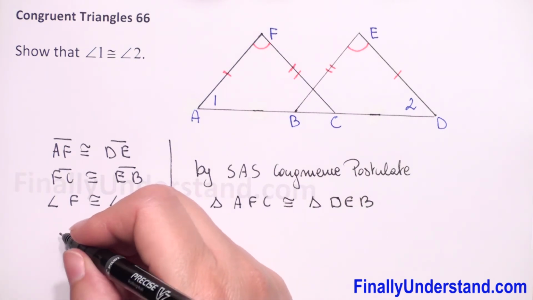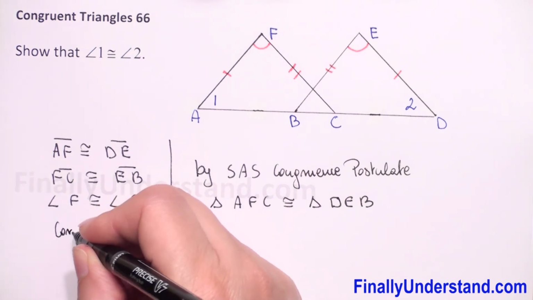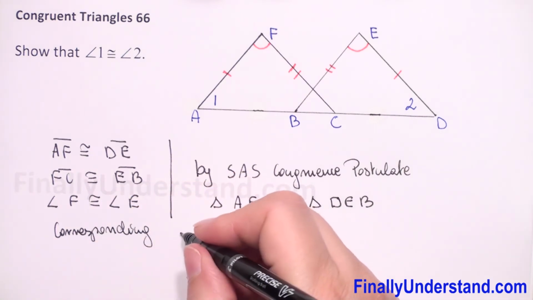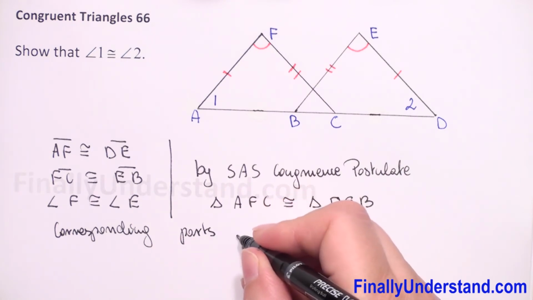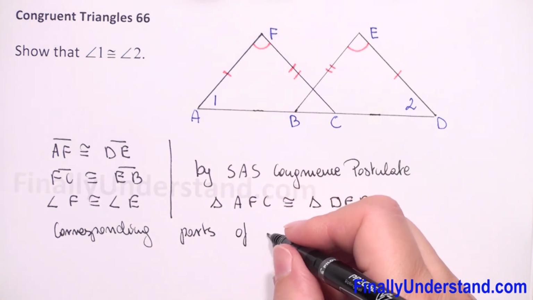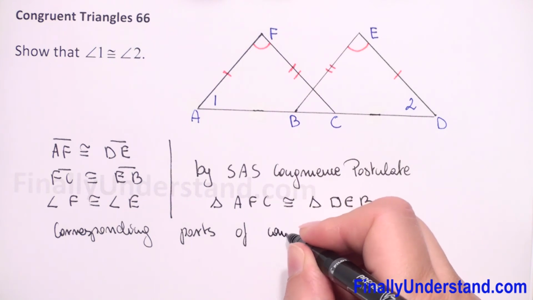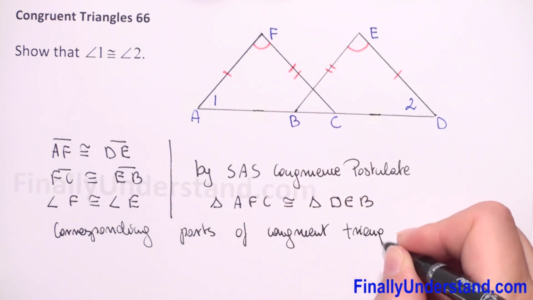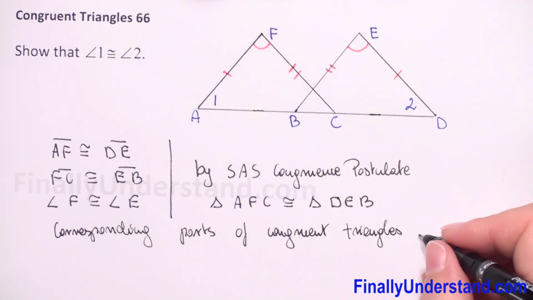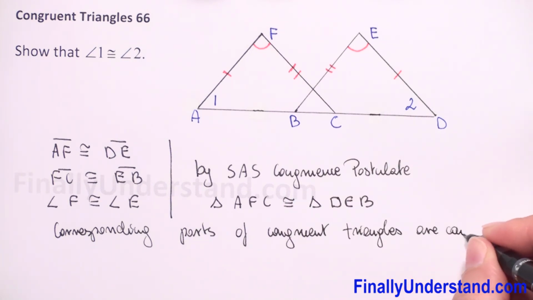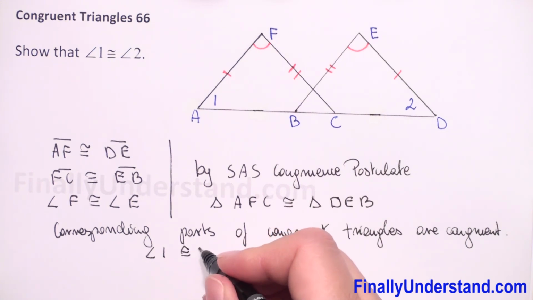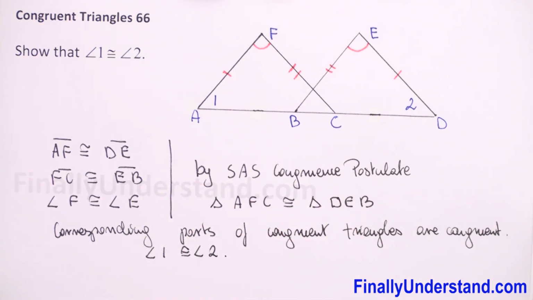So we can write corresponding parts of congruent triangles are congruent. So angle 1 is congruent to angle 2. This is my solution.